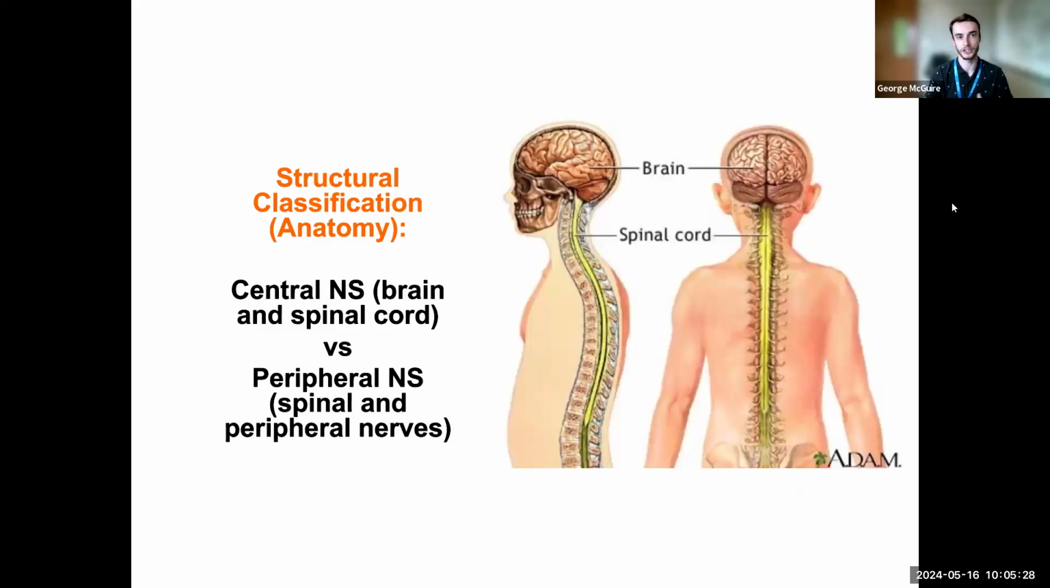So the structural classification of the nervous system splits from the central, which is literally in the center of our body, composed of our brain and spinal cord. That makes up our central nervous system. These are our processing centers for information. So this will be the final destination for sensory information, and then the source of all motor information is coming from our central nervous system. Again, the brain and spinal cord.